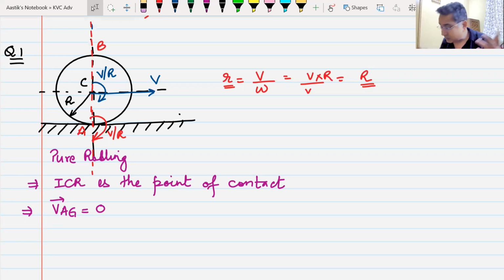So the velocity of this point is actually 0. It comes out to 0 by this pure rolling condition. The relation between omega and v is such that the velocity of point A becomes 0. It becomes your ICR, your instantaneous center of rotation.